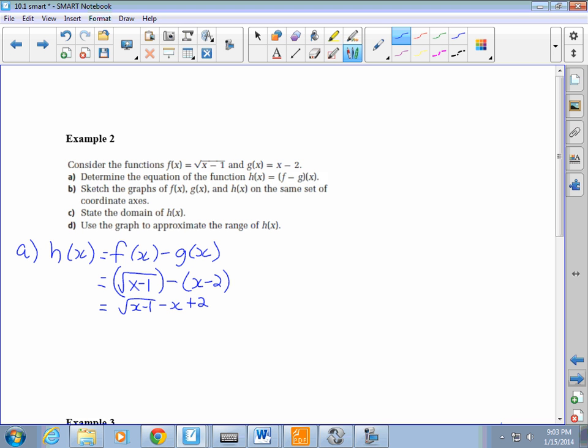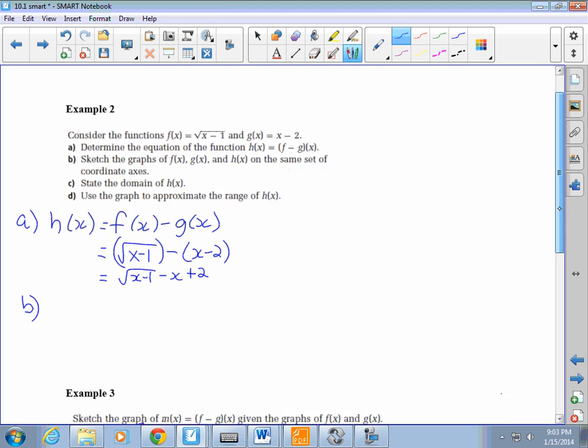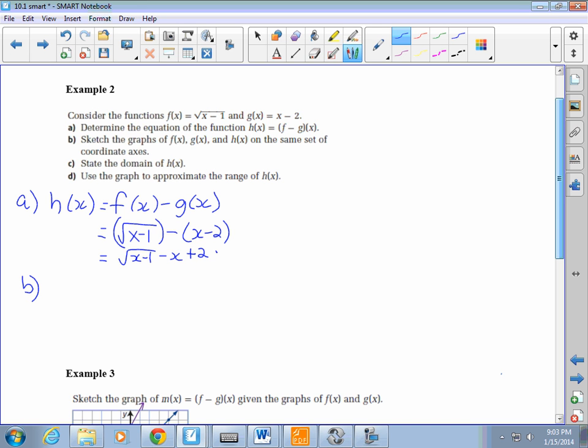Okay, so the same thing, sketch the graph for these. And this one is asking you to sketch for all three of them. If it just said to sketch the graph of the new relation, or the new function, you could just do this graph right here. So here's my x, my f of x, g of x, and my h of x.